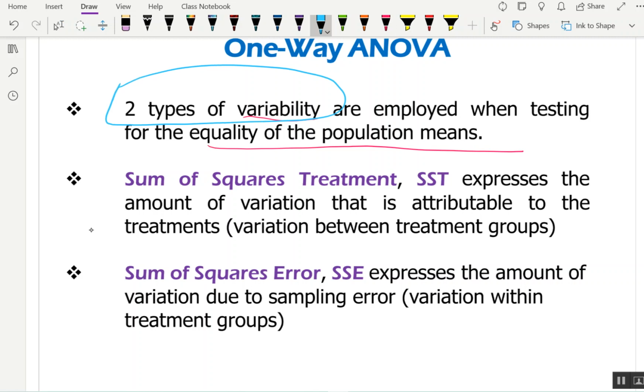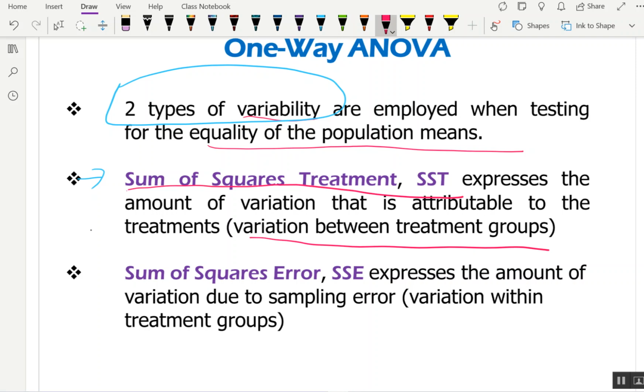This comes into two definitions that come into our calculations in the ANOVA procedure. The first one is the sum of squares treatment, or SST, which expresses the amount of variation that is attributable to the treatments, the variation between treatment groups. Like I said just now, the groups, or the populations, can be three, meaning two or more.